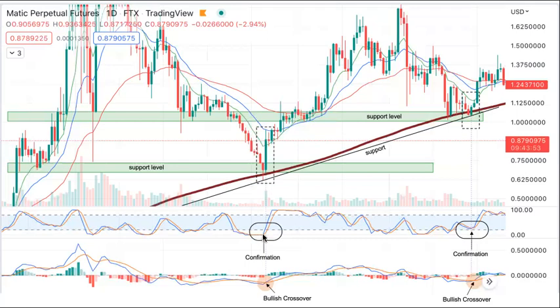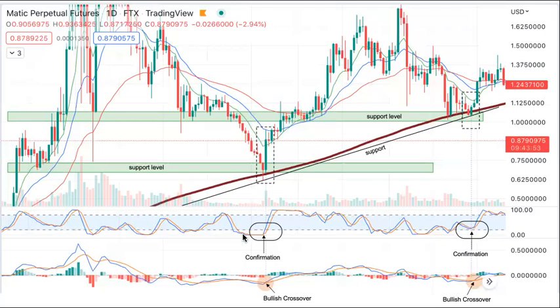On the stochastic RSI, for me, I will normally wait for it to go into the blue zone. Most of the time, I will wait for it to go into the blue zone, then I will enter. For you guys, I don't know. You come up with your own strategy. Some of you may enter here. Some of you, once it goes down only, you enter already.